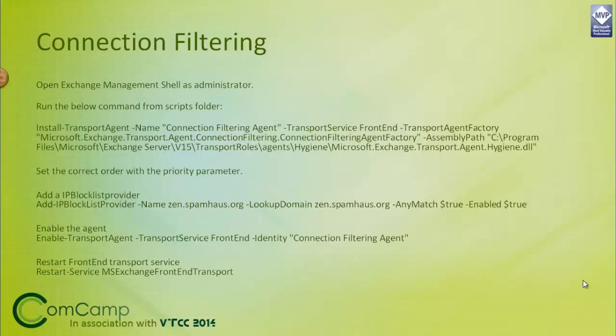So you have to run this command: Add-IPBlockListProvider, with the name of the blocklist provider and the lookup zone, and if it matches, enable it. Then enable the agent: run the command Enable-TransportAgent and enable the connection filtering agent, restart the front-end transport service, and that's it. You are done with connection filtering, and you can enable it.